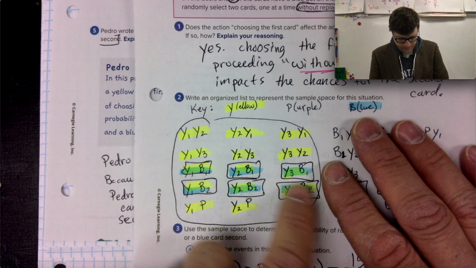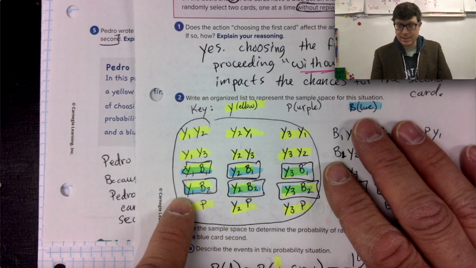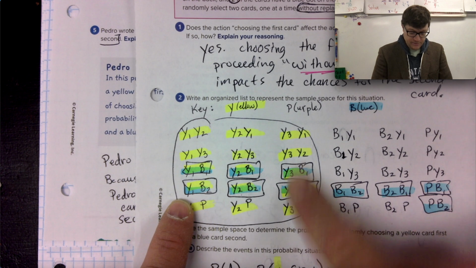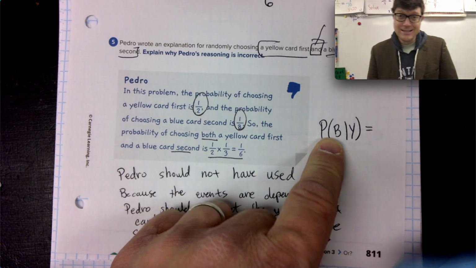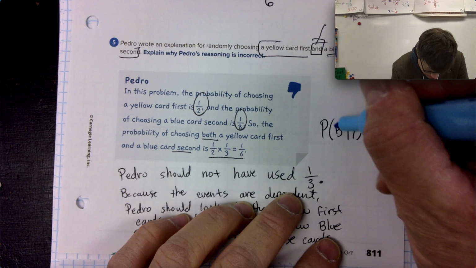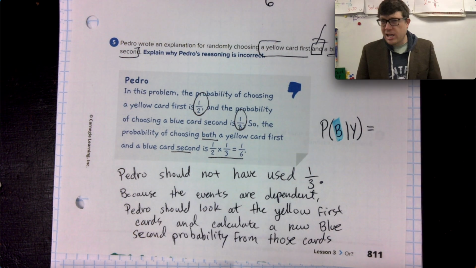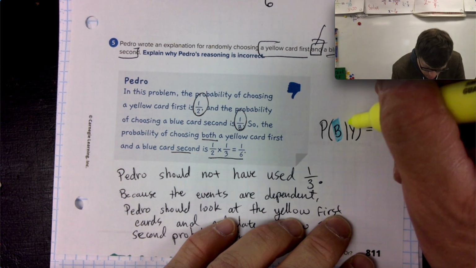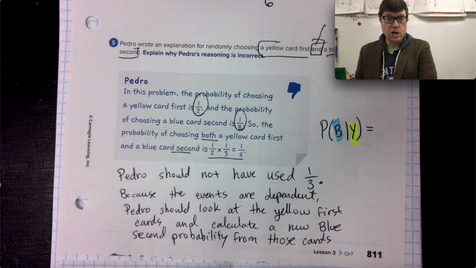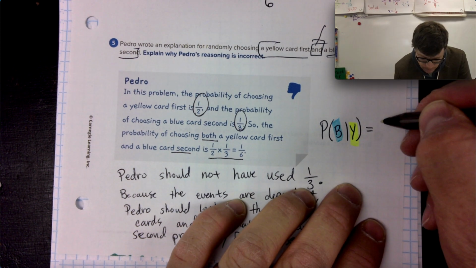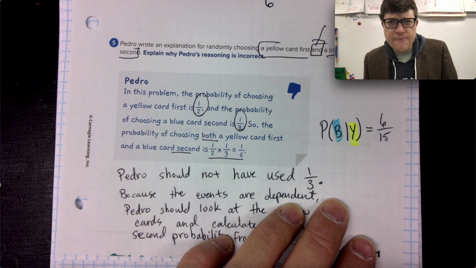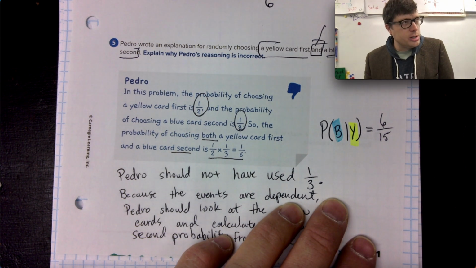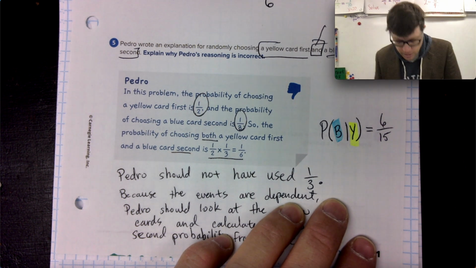1, 2, 3, 4, 5, 6. 6 out of 5, 10, 15. The probability of getting a blue card second, given that we're looking at the yellow cards now, as the yellow cards went first, is now 6 out of 15. And 6 out of 15 reduces to 3, 2, 15, 3, 5. 2/5.